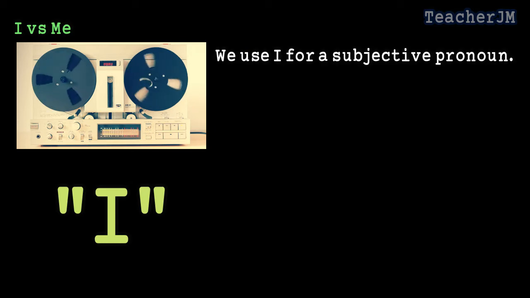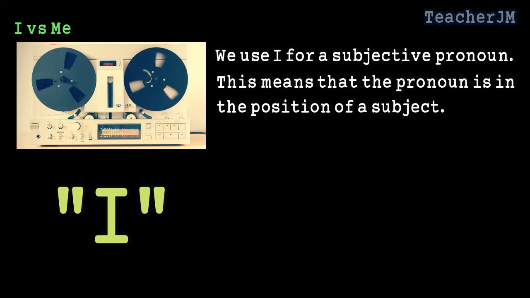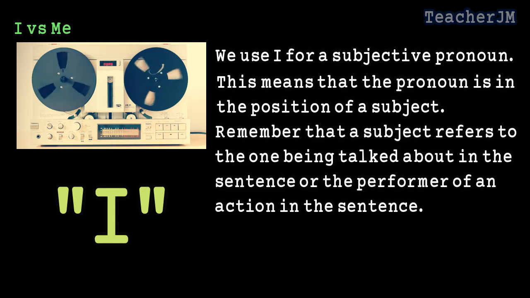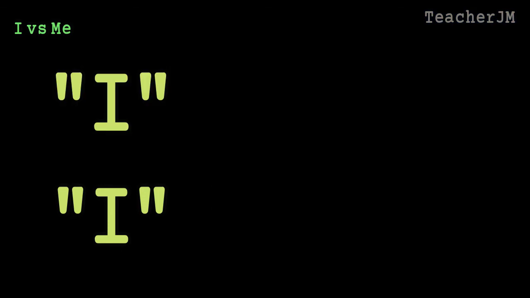Question is, when are we using I? We use I for a subjective pronoun. This means that the pronoun is in the position of a subject. Remember that the subject refers to the one being talked about in the sentence, or the performer of an action in the sentence. In order to better understand this, look at the following examples.